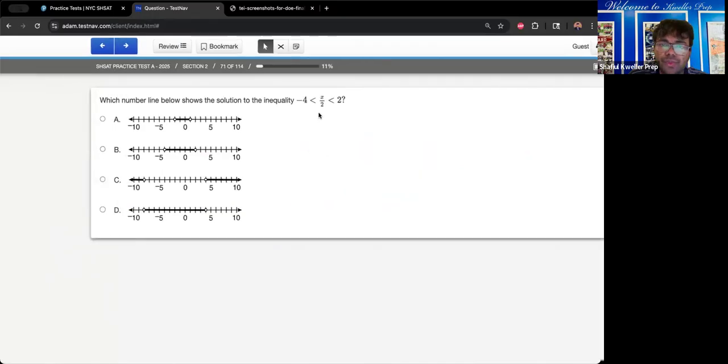Which number line shows the solution to this? You just multiply by 2 to get the x. So it's just this, and the only one that has that is D. You multiply 2 on all sides, and you get that. Yeah, let's go to the next one.